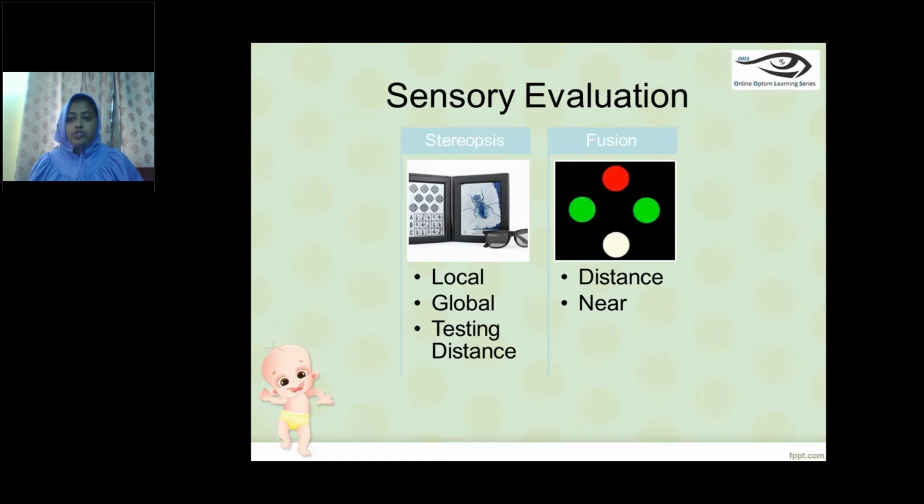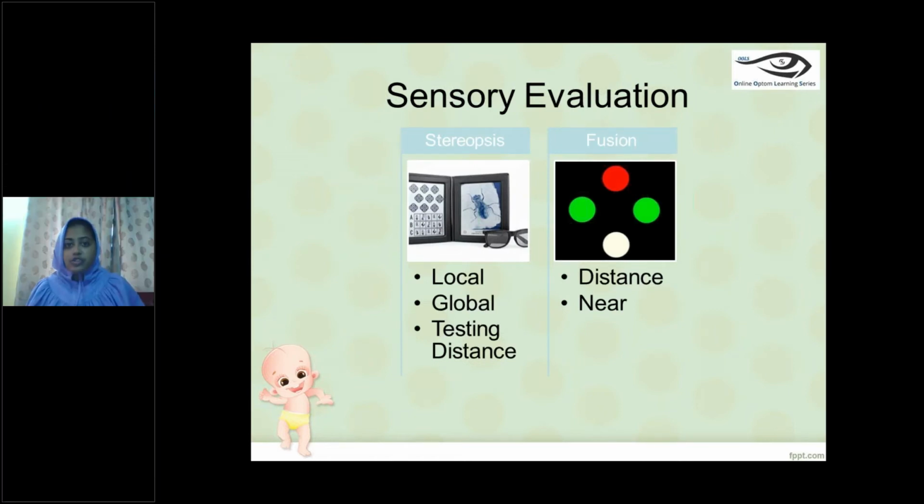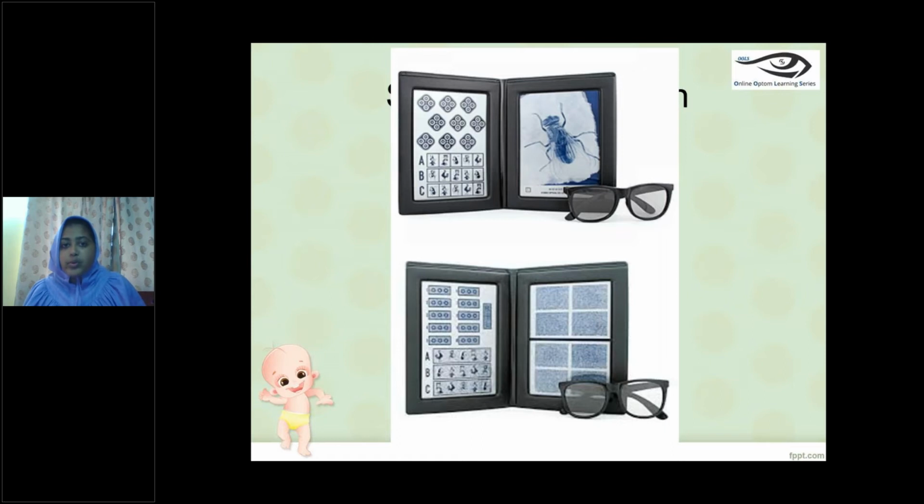So moving on to the sensory evaluation, there are two aspects of it: the stereopsis and the fusion. These are the most common charts we would be using for the testing of stereopsis. As we know, that is the Titmus fly test and the Randolph test. The Titmus fly test gives us the local stereopsis because it has some monocular cues, while the Randolph gives us the global stereopsis because the chances of monocular cues are very less there. And we have to do this at least at 40 centimeters.